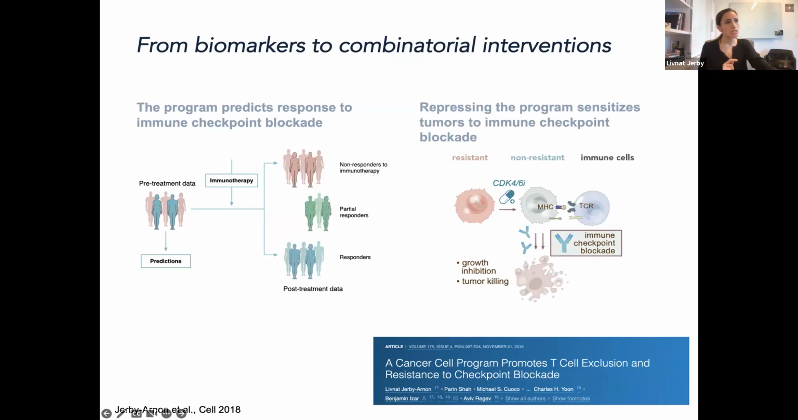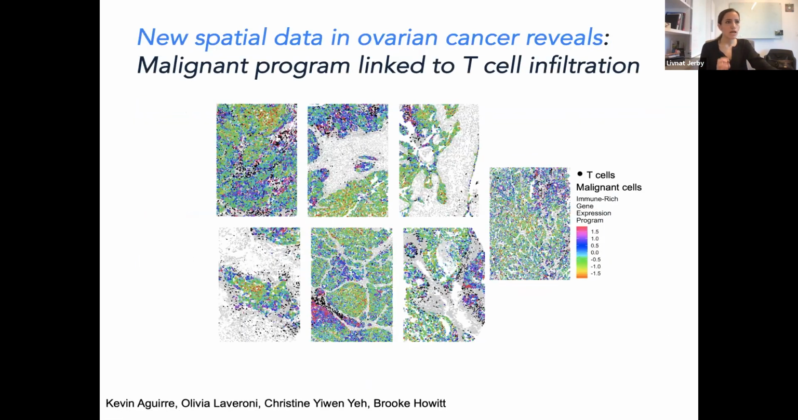And so now with spatial data, we can directly measure this, and we can examine whether there are specific features in malignant cells that will be associated spatially with the infiltration and recruitment of T cells or other immune cells in the tissue microenvironment.